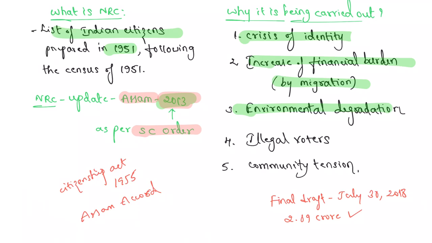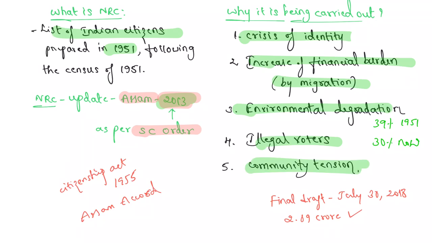Large areas of forest land were taken up by the immigrants for settlements and cultivation, and the state experienced a declining percent of land area under forest, from 39% in 1951 to about 30% now. So there is more pressure on the environment and forest area now. And the fourth one is illegal voters. As more immigrants entered Assam, there were more illegal voters.